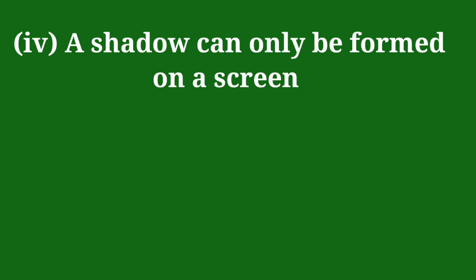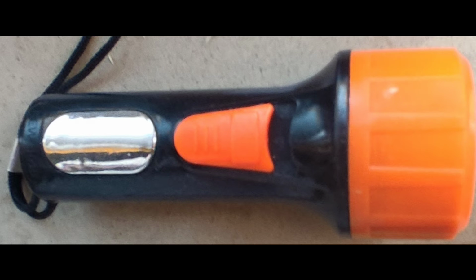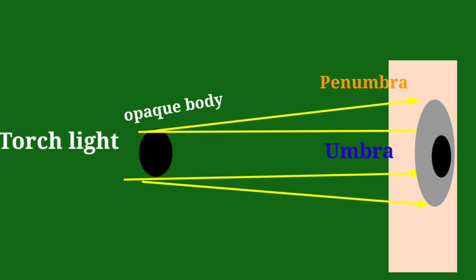So this is also another important characteristic of shadow formation. This activity you can do on your own at home. You can practice it. There is no doubt that you cannot do it. Here is a torch light, and in this experiment we are showing that a shadow has two parts. One is a central dark region called umbra, and the outer less dark region called penumbra.